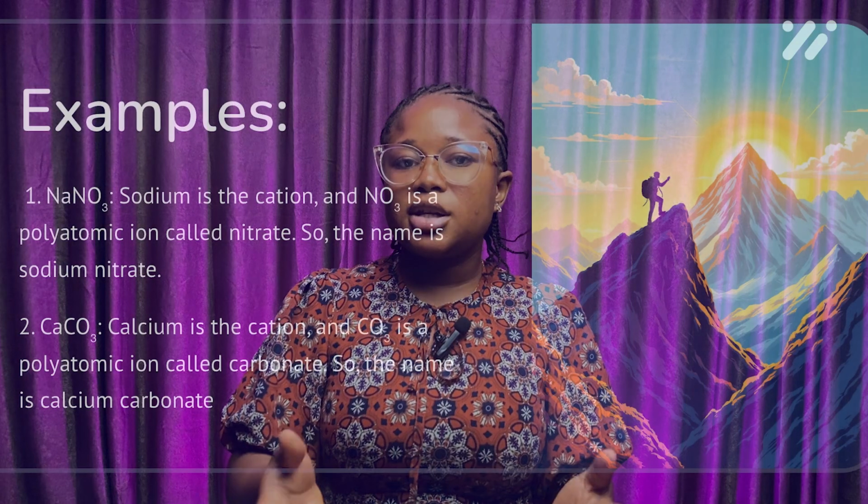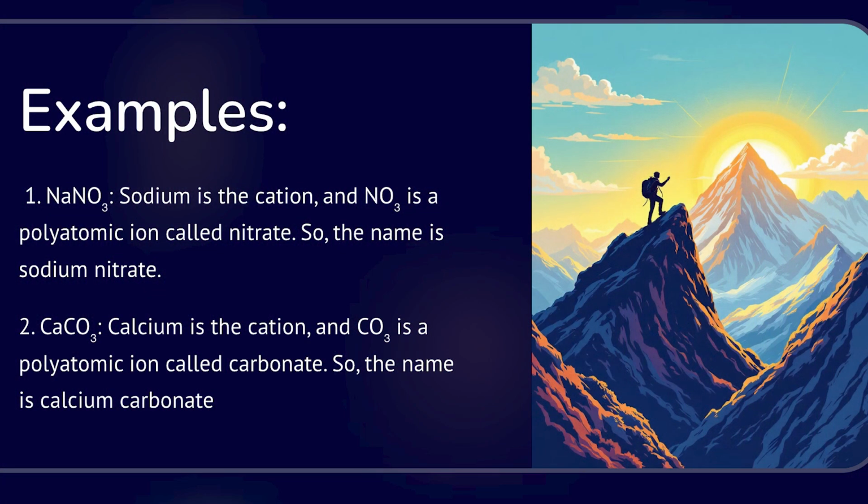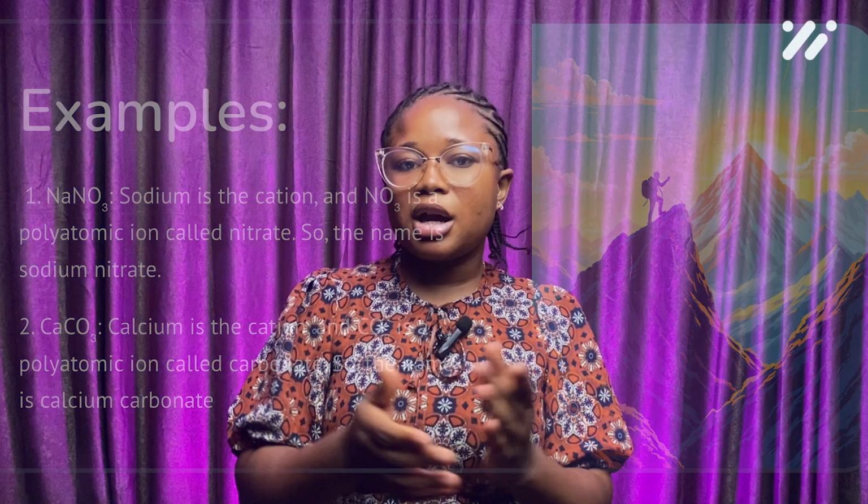Same goes for CaCO3. Ca is calcium, the cation, and CO3 is a polyatomic ion which is called carbonate. So the name of the compound is calcium carbonate. Simple as that. Understanding how to name ionic compounds is crucial not just in chemistry class but also in the real world. From the medicine we take to the fertilizers used in agriculture, these compounds are all around us, and knowing their names helps us understand their properties and uses.